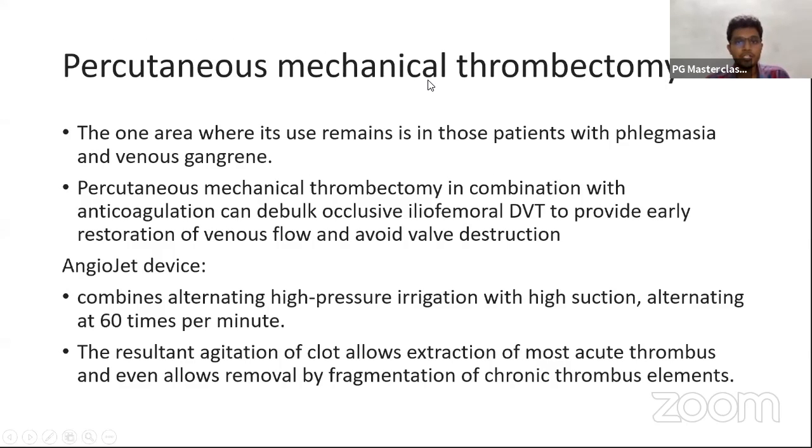So coming to percutaneous mechanical thrombectomy, this is the one area where its use remains, in those patients with phlegmasia cerulea dolens and venous gangrene. Percutaneous mechanical thrombectomy in combination with anticoagulation can debulk most of the occlusive iliofemoral DVT to provide early restoration of venous flow. The device that we usually use is an AngioJet device. It combines alternating high pressure irrigation with high suction, alternating at 60 times per minute.